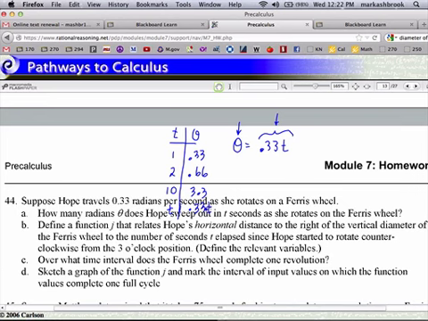So let's see what it wants us to do. It wants us to define a function j that relates her horizontal distance to the right of the vertical diameter as a function of t. So we want horizontal position, and I think they meant in feet. Oh, they never give the radius? Oh, so they didn't give the radius, then you could write it in radius lengths.